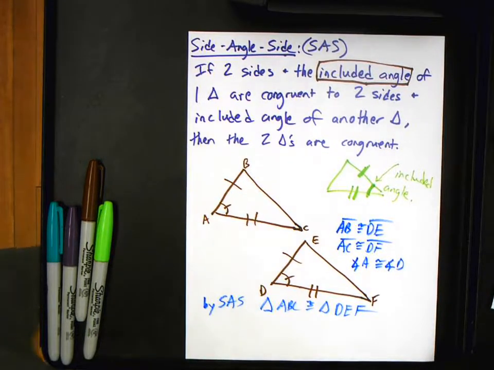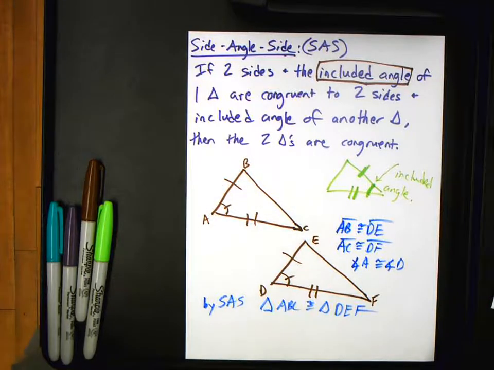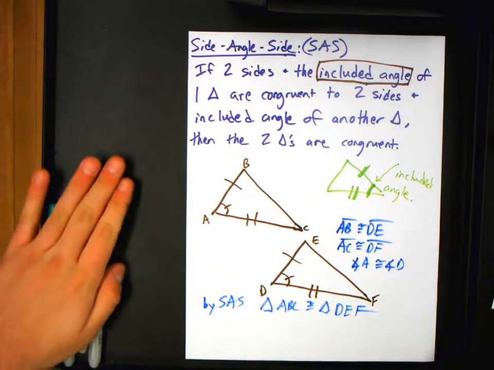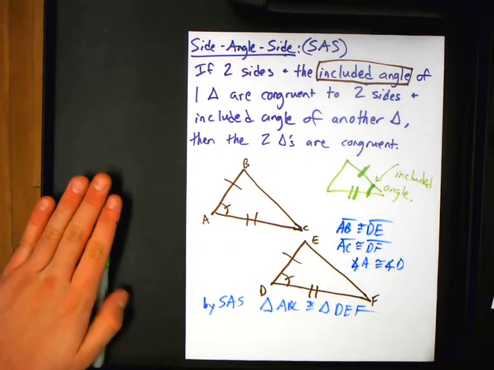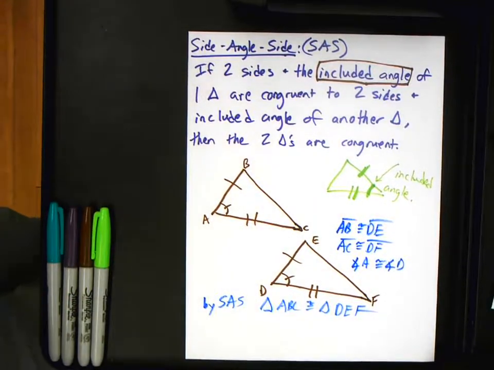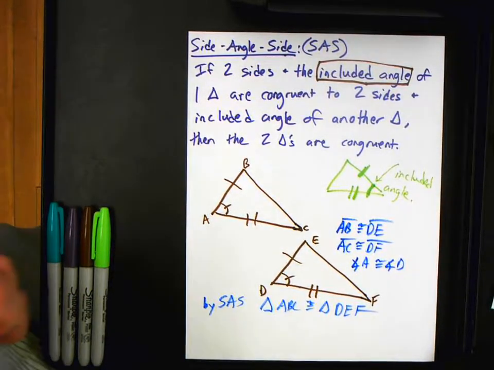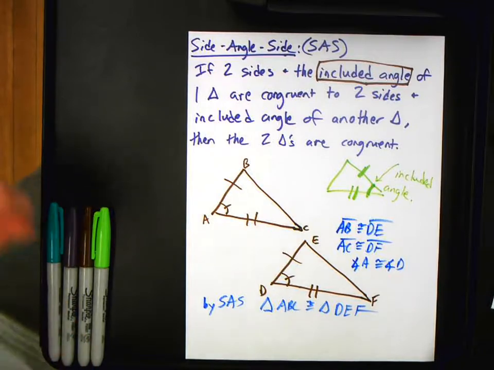So the big part is the included angle in side angle side. Side, side, side is pretty easy: just 3 sides that are congruent to each other. But side angle side is any 2 sides that are congruent, and the included angle means that each of the triangles are congruent.